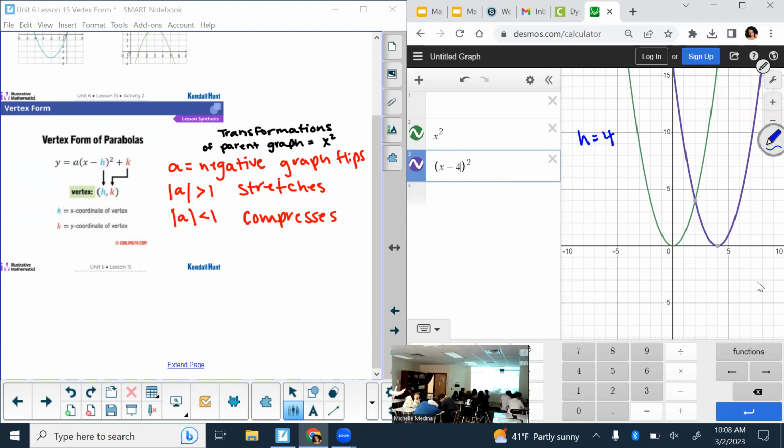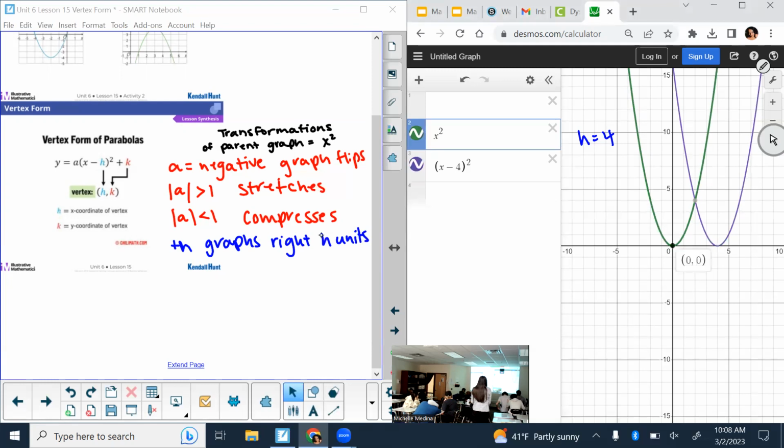To the right, because we always go from the parent graph to the transformed graph. So if I have a positive h, the graph moves in what direction? To the right h units. Okay, so for example, this one moved 4 units, and you can really tell by comparing the vertex to the right. And I also put this little example in there because I know that h gets confusing.